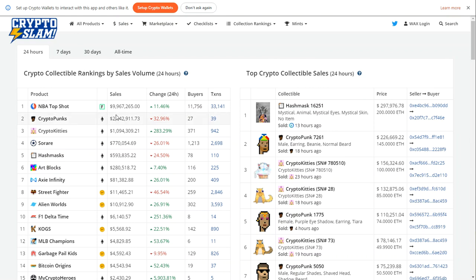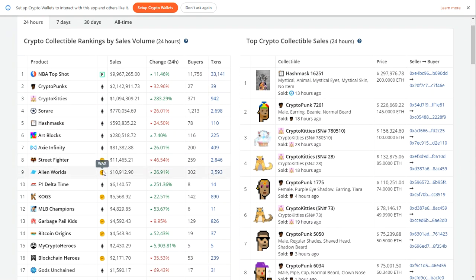So here they talk about what's the top selling things right now. NBA Top Shots is ruling the game, and it's also showing what network these particular NFTs are on. So NBA Top Shots on Flow. The rest of these here are on Ethereum. These here are on Wax.